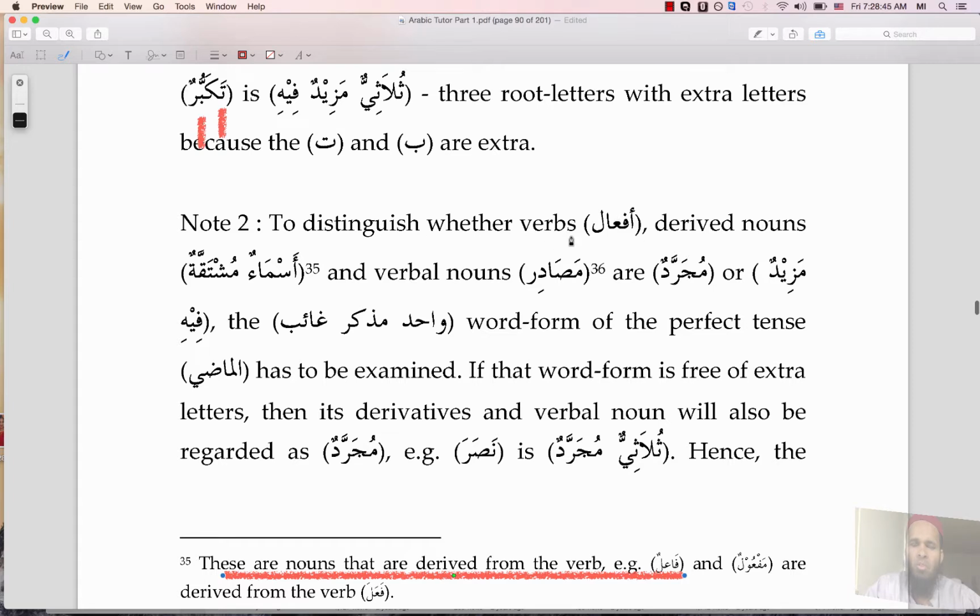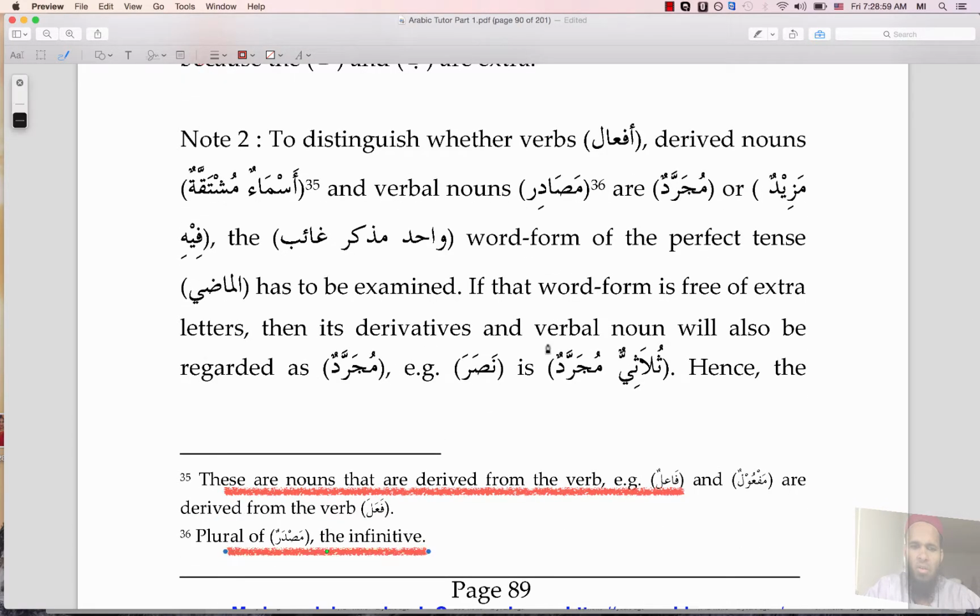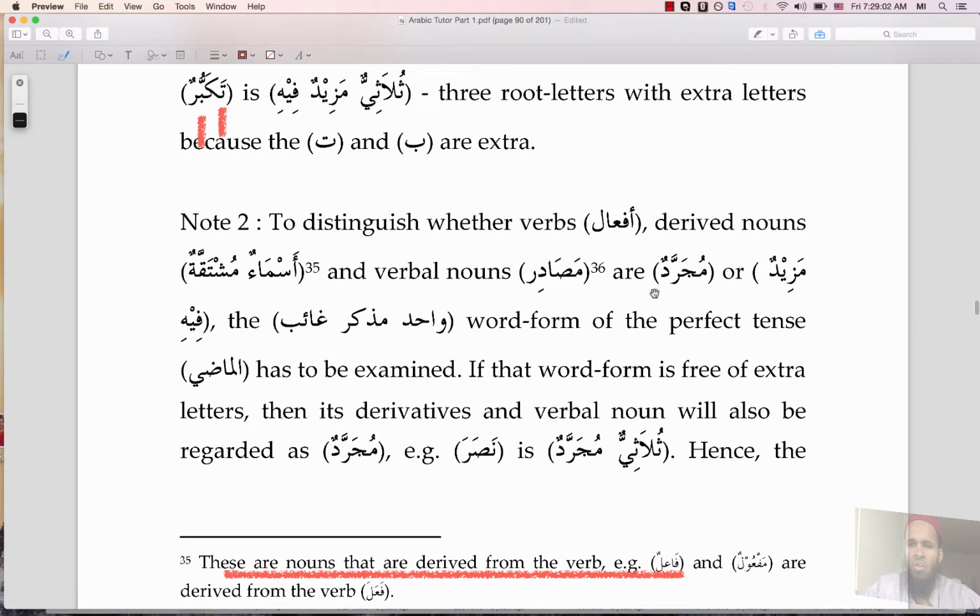To distinguish whether verbs, derived nouns, and verbal nouns, masadir, the plurals of masdar, the infinitive, are mujarrad or mazid fihi, the wahid mudhakkar gha'ib word form of the perfect tense, al-madi, has to be examined. If that word form is free of extra letters, then its derivatives and the verbal noun will also be regarded as mujarrad.